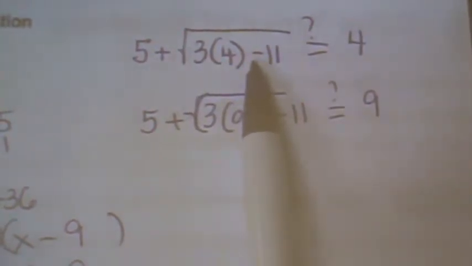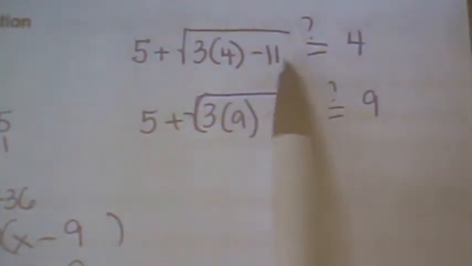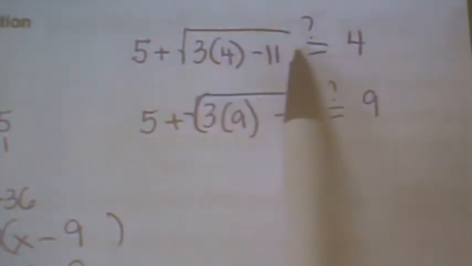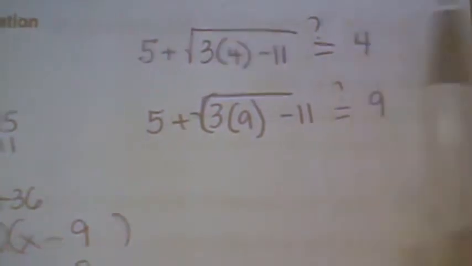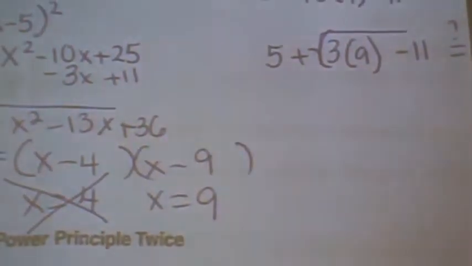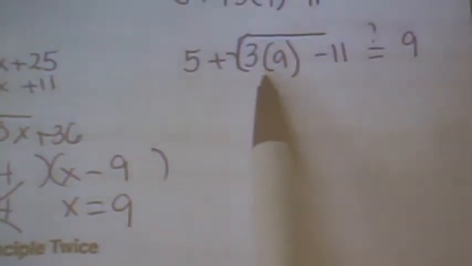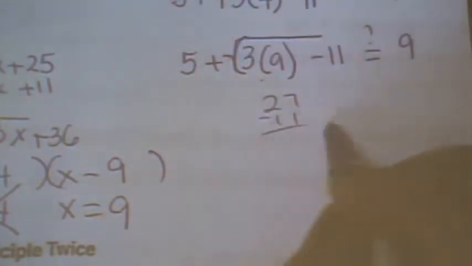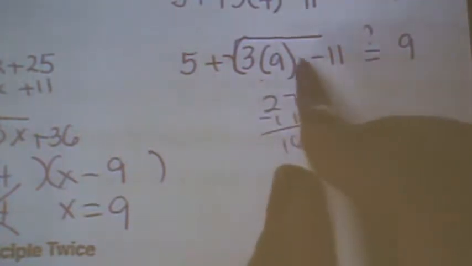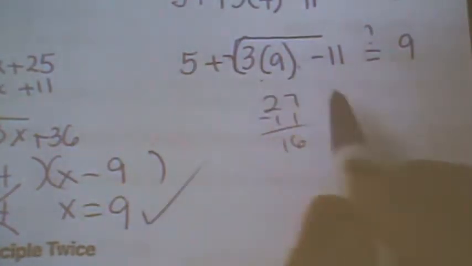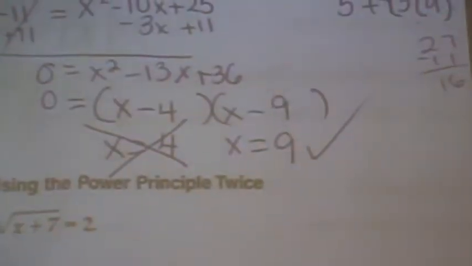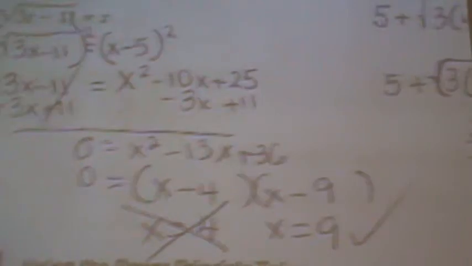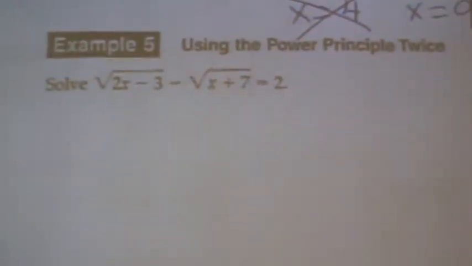12 minus 11 is 1. Square root of 1 is 1. What's 1 plus 5? Does 6 equal 4? This answer was extraneous. This is 27. What's 27 minus 11? 16, square root of 16 is 4, and 4 plus 5 is 9. So this one checks out, it works. X is 9. So please check for extraneous solutions.